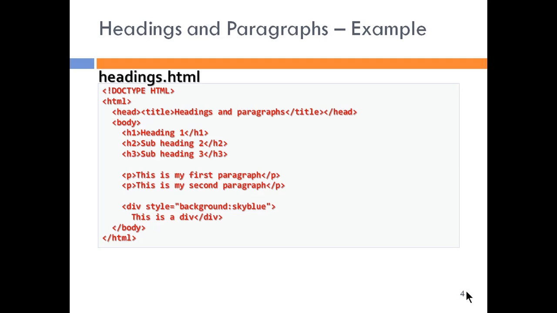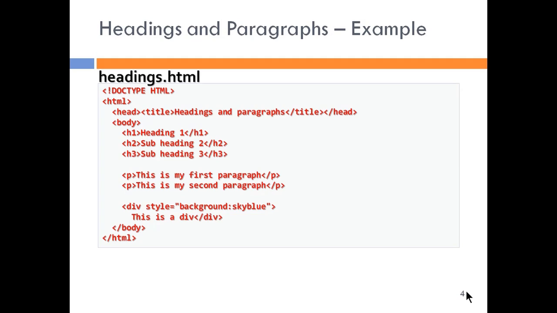And below that, I have written the division tag. Division, as I have already told you, shows a division in your web page. It is shown like a different content. The division tag has the attribute style, and style is background sky blue. So what will happen in the division tag? This text is used: this is a division. The background color of this text will be sky blue.